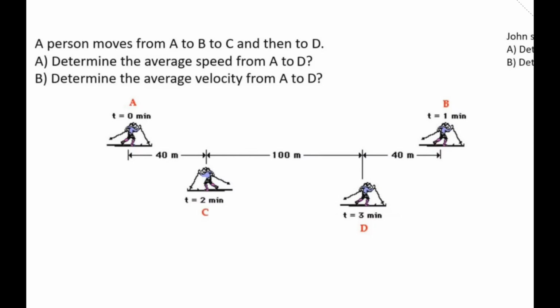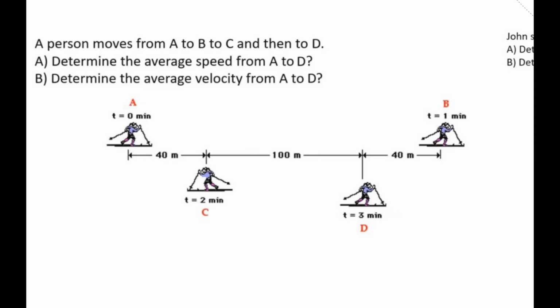And from D to B he covered 2 minutes because it's 3 minus 1 is 2 minutes. So probably from A to B he covered 2 plus 1 minus 2.